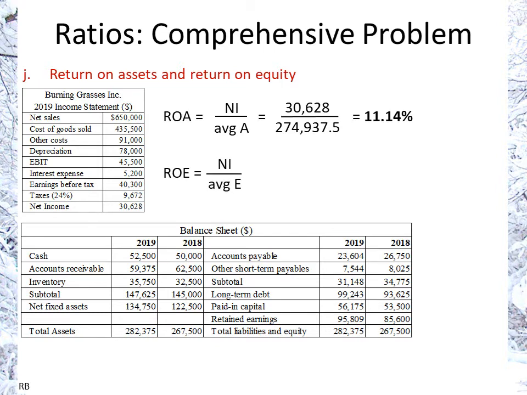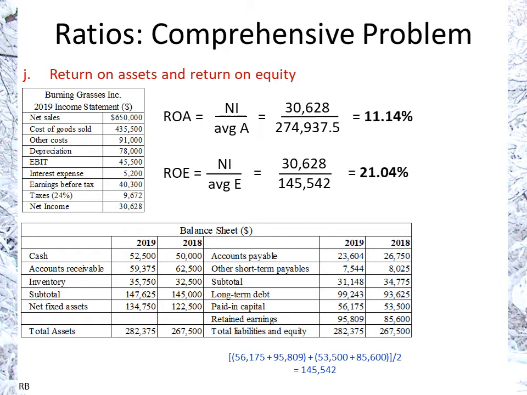Now the return on equity, we're doing the same thing. Now we're using average equity. So once again, 30,628, and we're going to then average out the equity figures, and that's using all of the equity, which is paid in capital plus retained earnings here. And so we end up with 145,542, and that gives us a 21.04%.